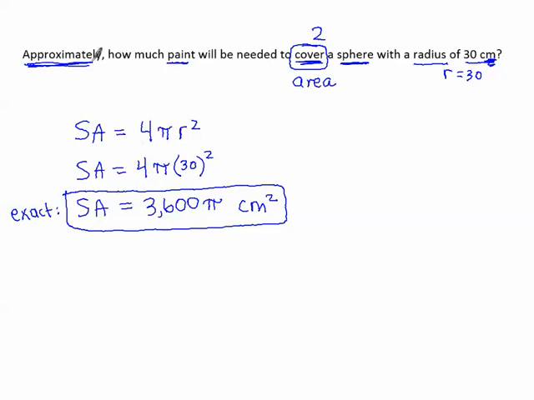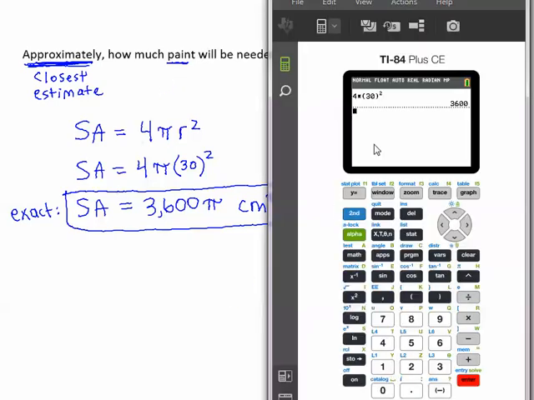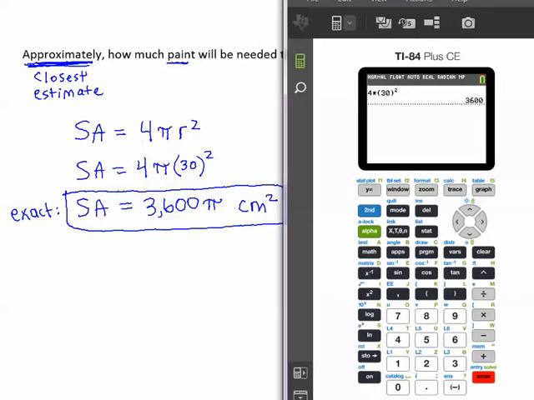Now they asked approximately how much paint is needed to cover. Approximate means we're looking for the closest answer, which may or may not be exact. It might be that we need to estimate the answer, such as if it's multiple choice and we're just matching the closest answer. So in that case, sometimes we might be required to type the pi in to the calculator.